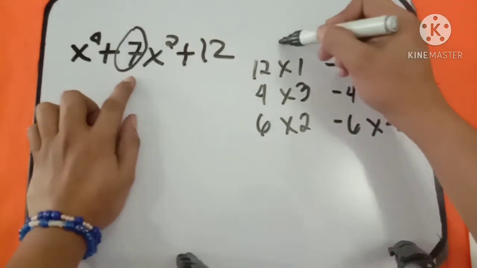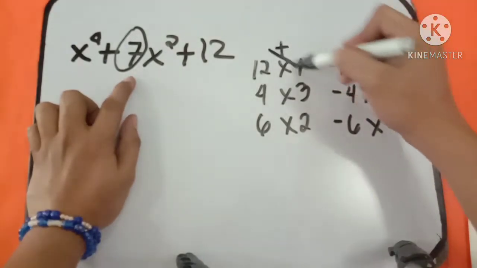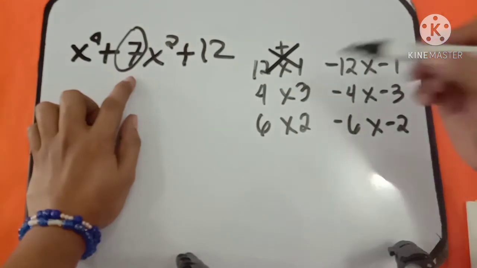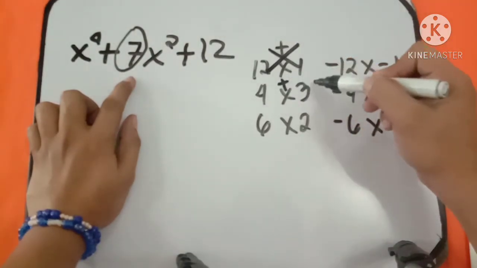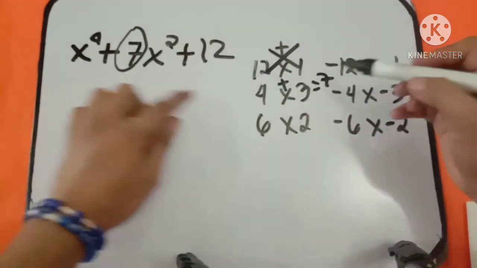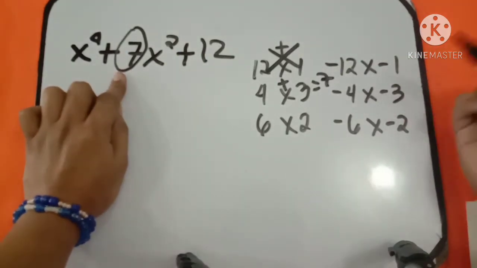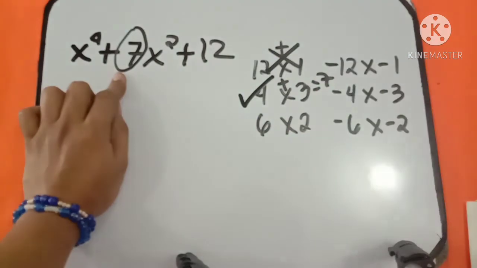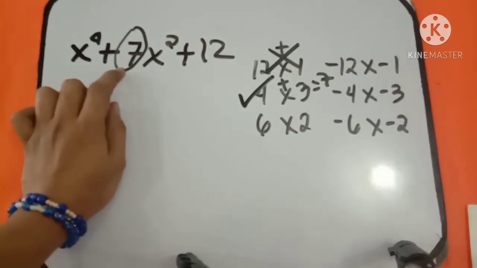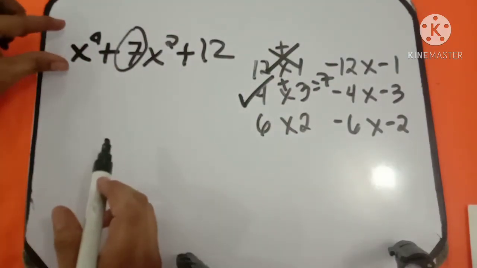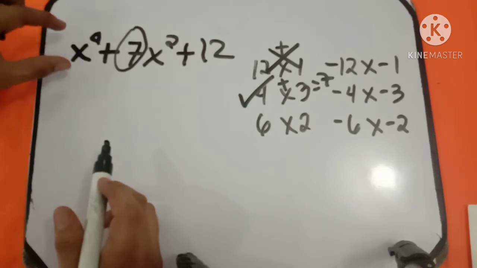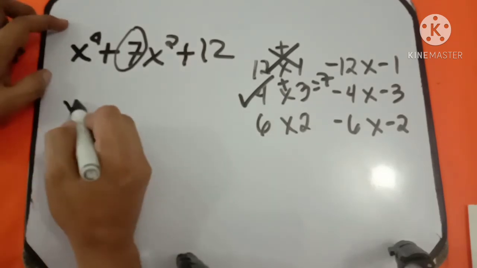So let's add. 12 plus 1 is 13, automatically not a required factor. 4 plus 3 is equal to positive 7. And this is the coefficient that we are looking for. So this is automatically the correct factor. So again, you have to square root the first term. The square root of x raised to 4 is x squared.